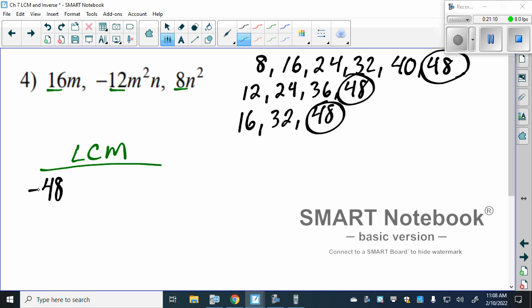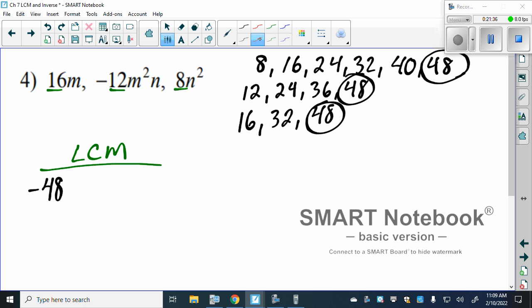And it would actually be negative. Since the 12 is negative, to make them all be the same, we need them all to be negative. Because since one of them was negative, the others have to be negative, because we're trying to get them all to be the same. Okay. Any questions on that before we start looking at the variables?